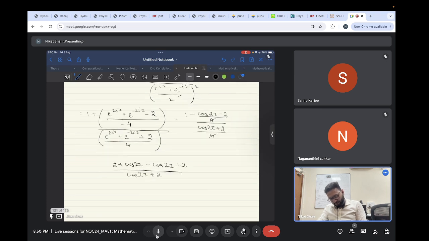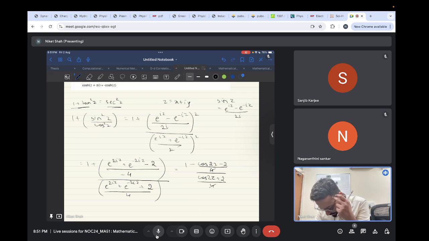So cos 2z is 2 sine squared z minus... 2 sine squared z plus 1, and there is 4 on the... I think I made some mistakes somewhere. Let me check this again. This is 1 plus tan square z, which is sine square z plus cos square z divided by cos square z.